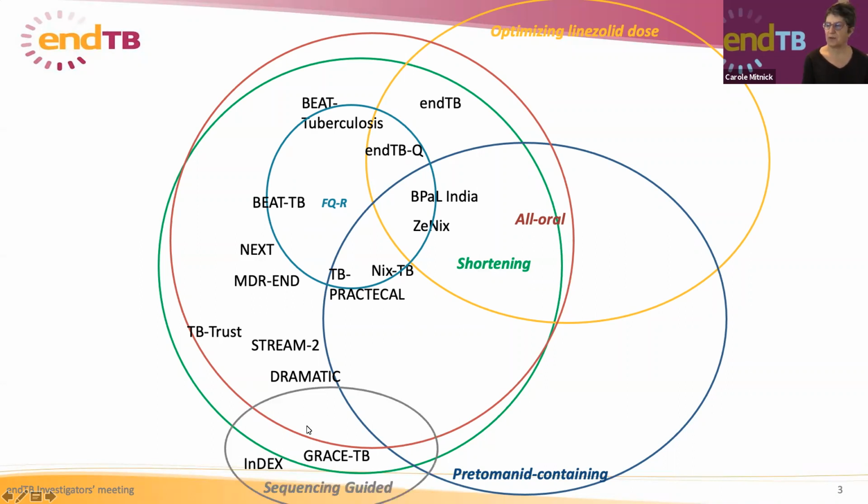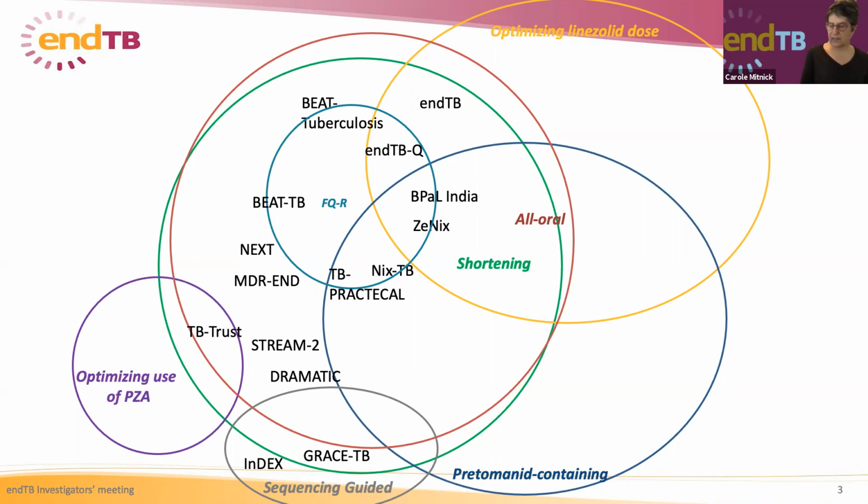And then another subgroup down here in this gray circle is those that are using sequencing, either whole genome or next generation sequencing, to guide treatment decisions. And then lastly, one trial, the TB Trust trial, is using DST on pyrazinamide to guide treatment decisions, the idea being to avoid pyrazinamide's toxicity if the isolate isn't sensitive. It is an exciting time to see progress being made on so many different important questions.